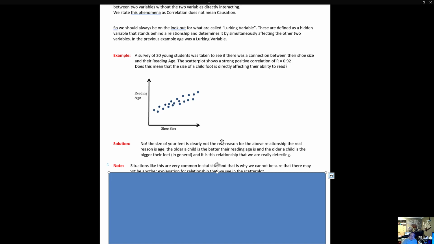And so isn't your shoe size very closely connected to the age of the child? So all the shoe size is really doing is indirectly measuring the age. And it's the age of a child that's the main cause for the reading age. Now, that makes much more sense than just saying it's the size of your feet.